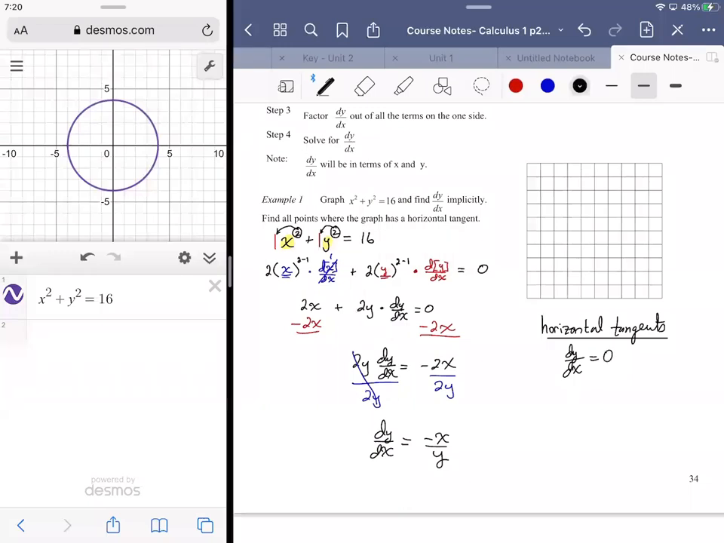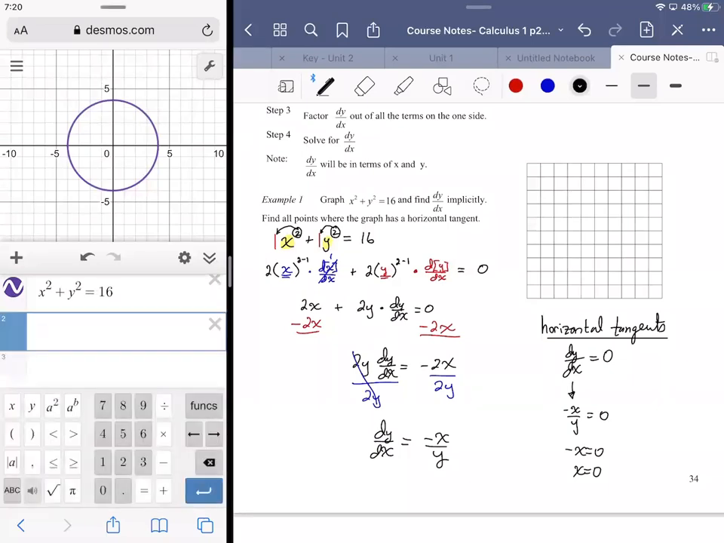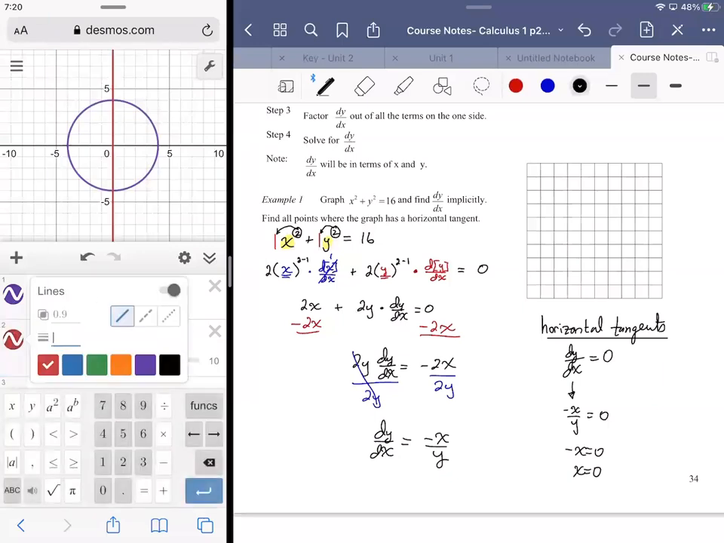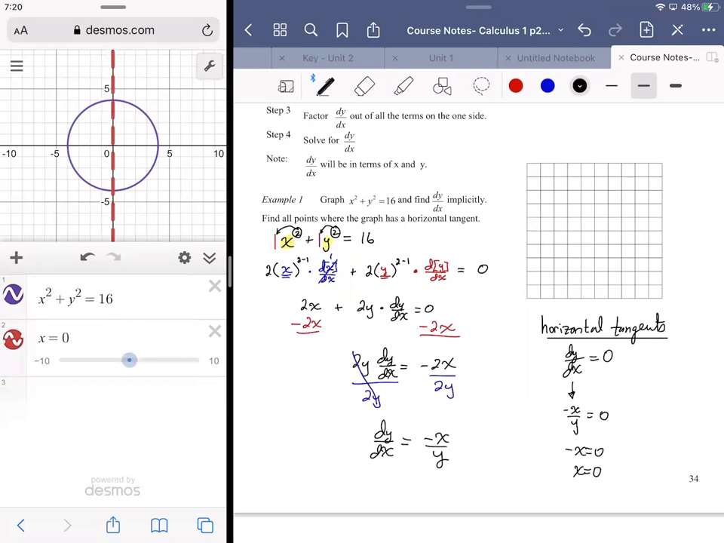Because horizontal lines have 0 slope, all I would do is take my derivative, which is negative x over y, set it equal to 0 and solve. Cross multiply, get negative x equals 0, meaning x is equal to 0. So I'd be thinking about whenever x is equal to 0 on this graph. So I could type in x equals 0. That's the y-axis, make it a little bit more vibrant. All right, so where that graph intersects the circle would be at (0, 4) and (0, negative 4).